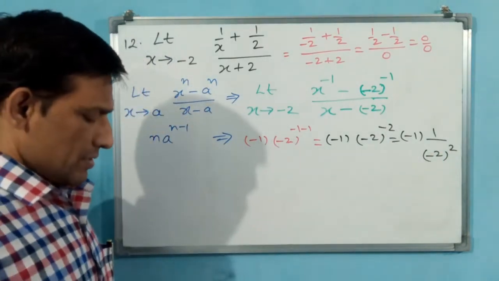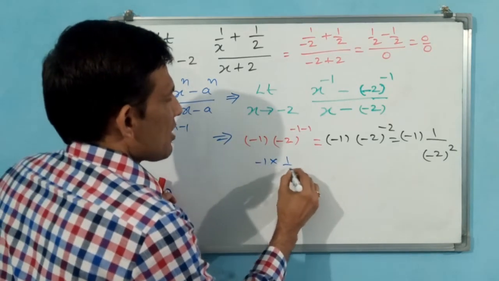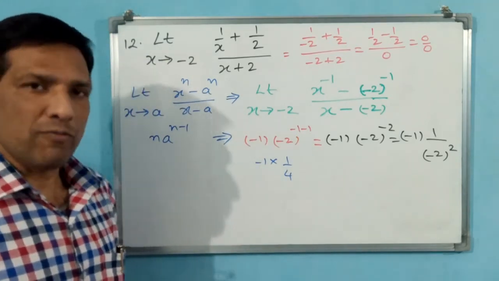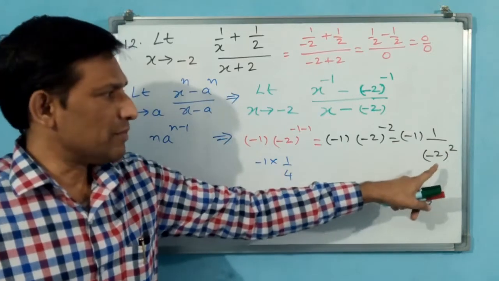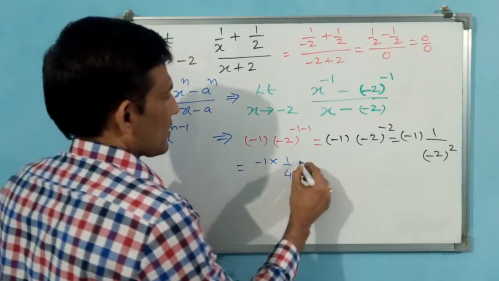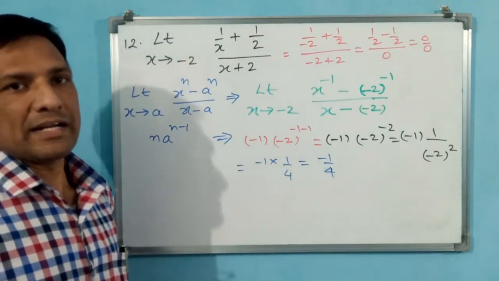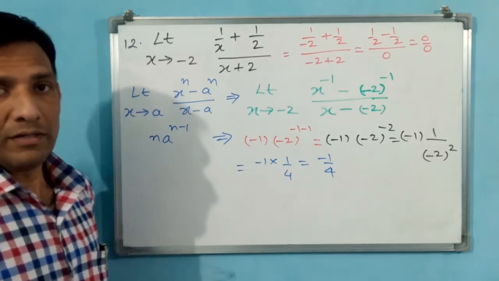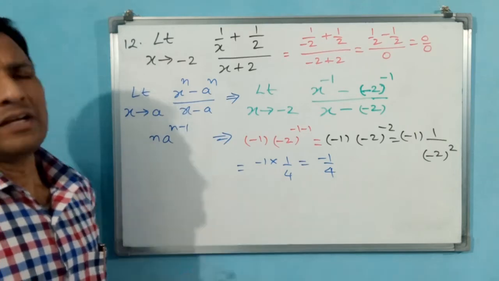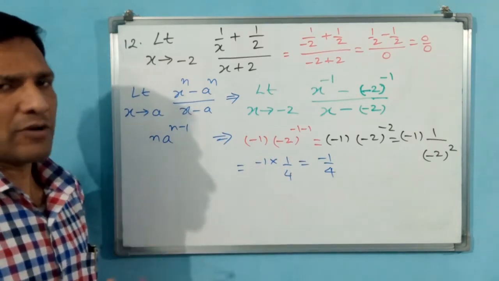Now what will happen? Minus 1 into 1 by 4. Is it correct? First you see, minus 2 square or plus 2 square, both are 4 only. Minus 2 square is 4, plus 2 square is 4. But here minus 1 is there. Minus 1 by 4 will be your final answer. You understand now? See, typical question. Little bit careful. You have to do this, or else either plus 1 by 4 or something else will come. Then you are not going to get marks.